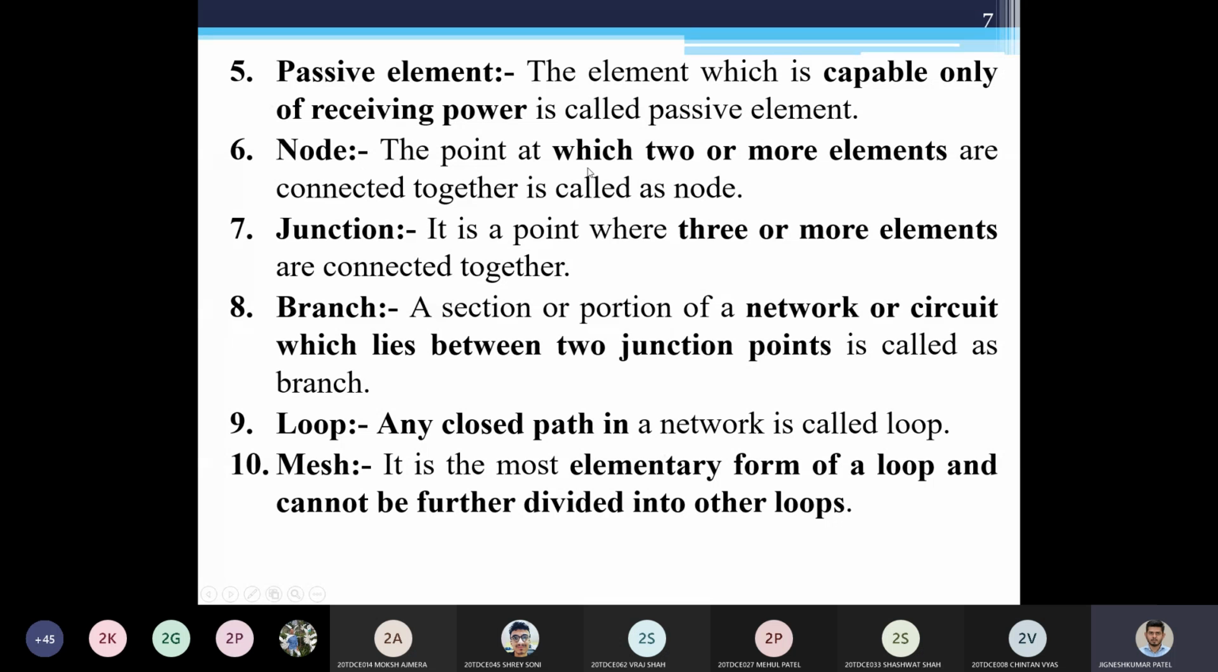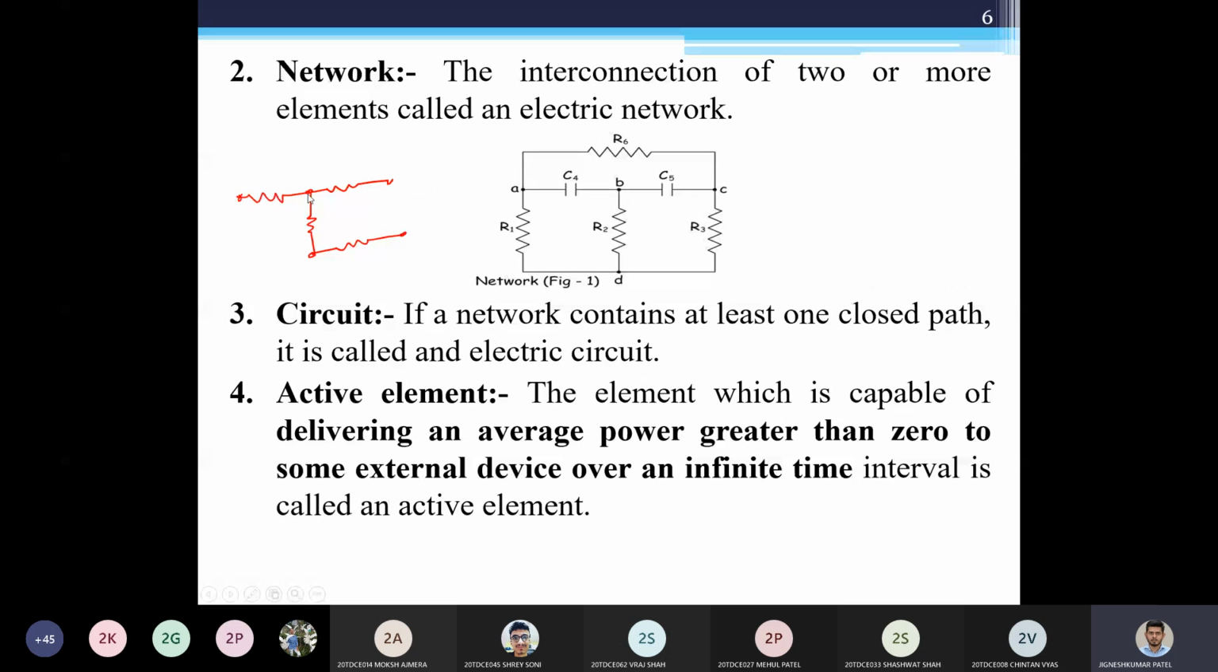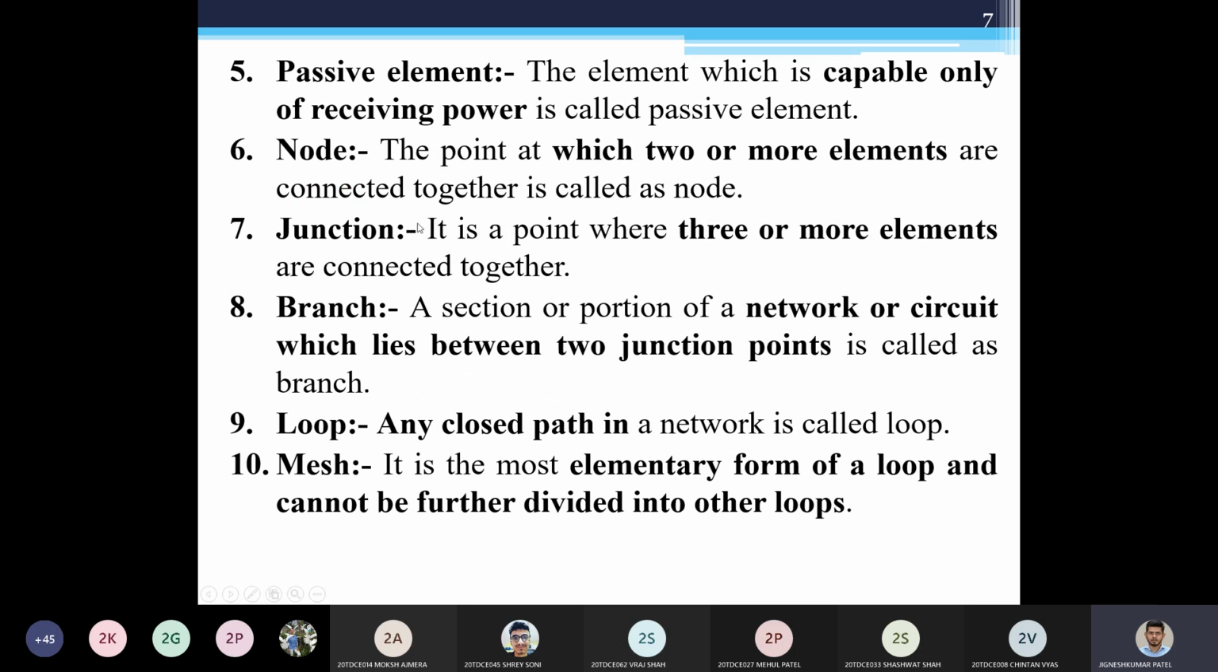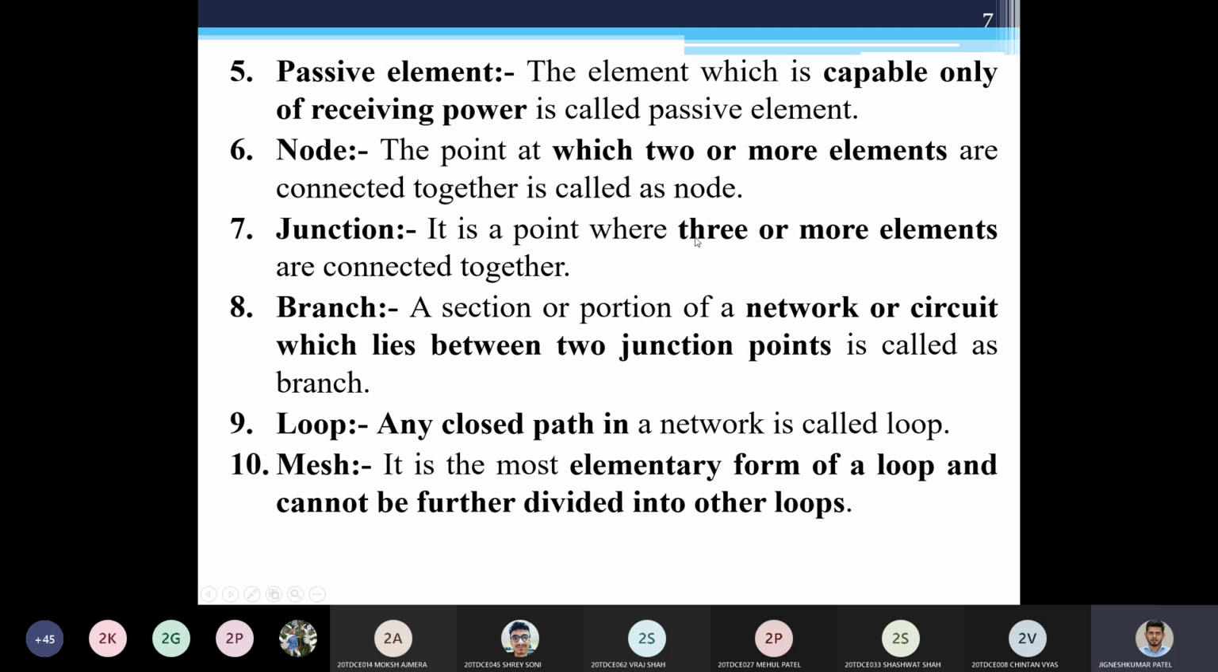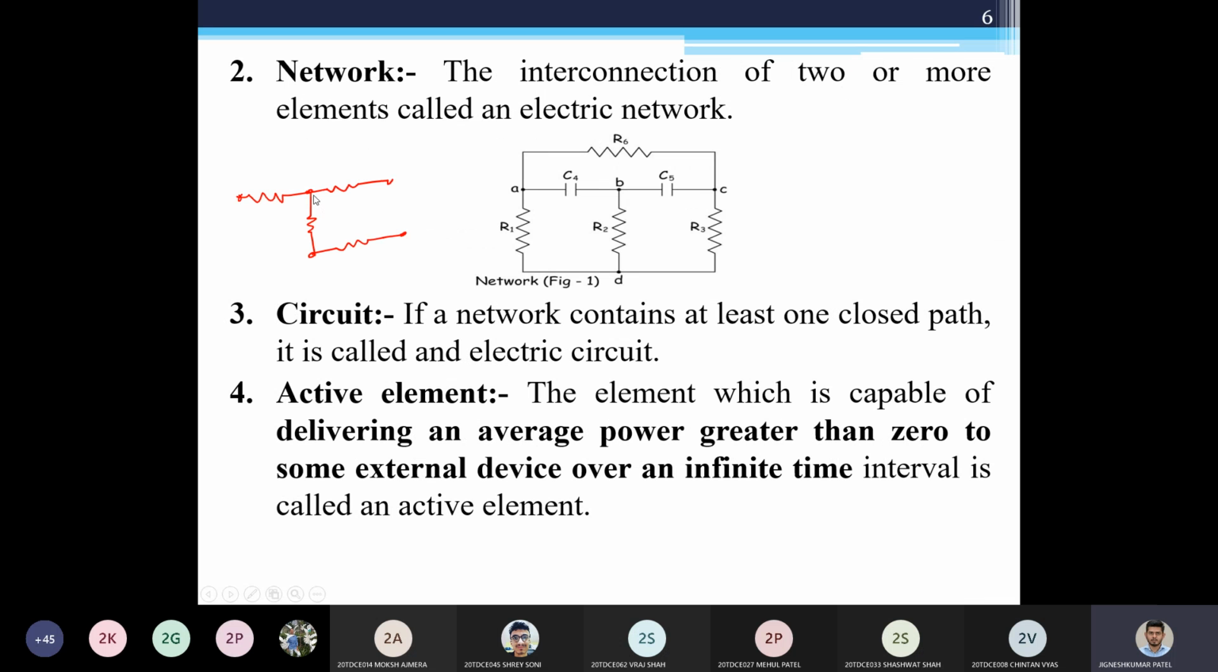Node. The point at which two or more elements are connected together is called a node. For example, here, this point. Here two branches are connected, so I can say this is a node. Junction. It is a point where three or more elements are connected together. See, this point is a junction. Why? Because here you can see a point where three or more elements are connected together.